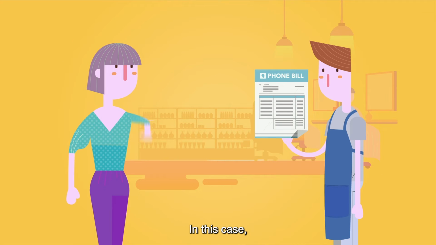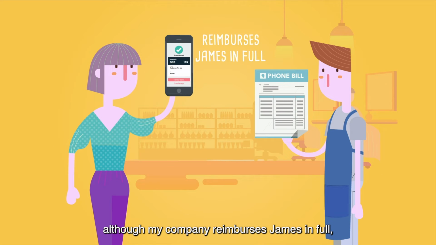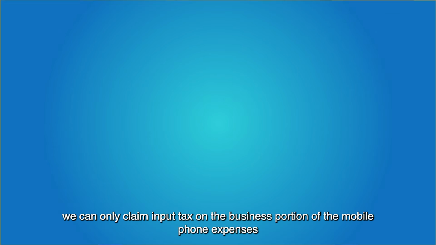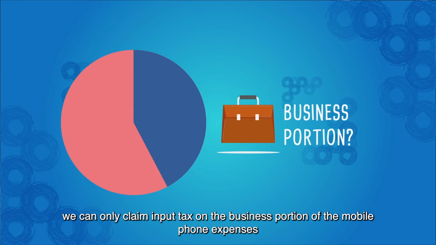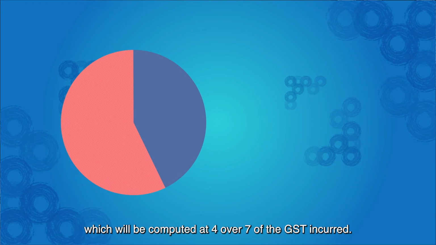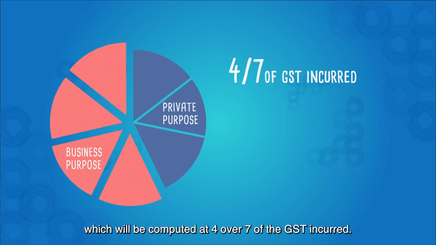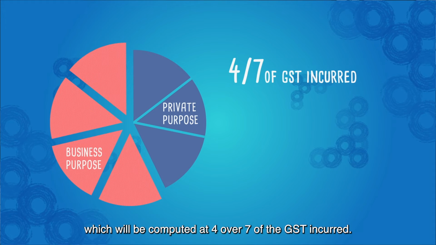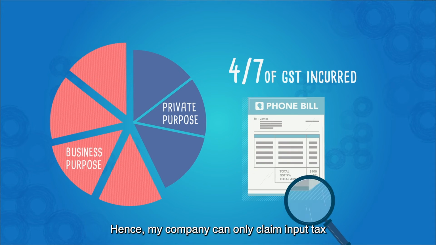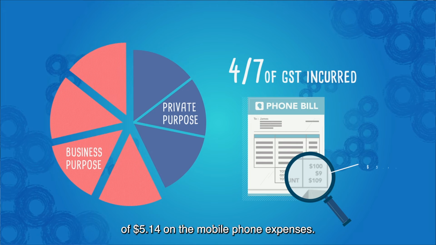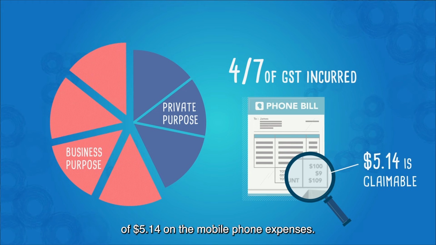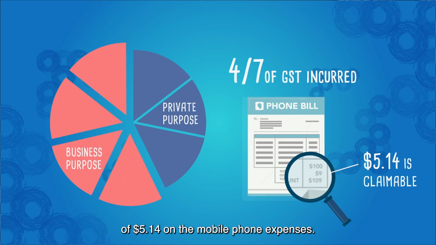In this case, although my company reimburses James in full, we can only claim input tax on the business portion of the mobile phone expenses, which will be computed at 4/7 of the GST incurred. Hence, my company can only claim input tax of $5.14 on the mobile phone expenses.